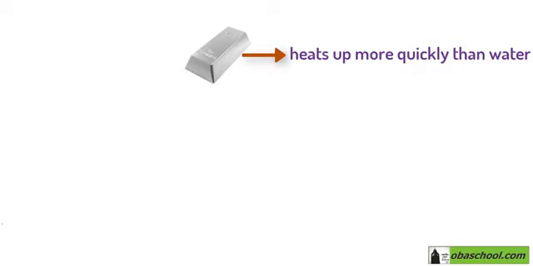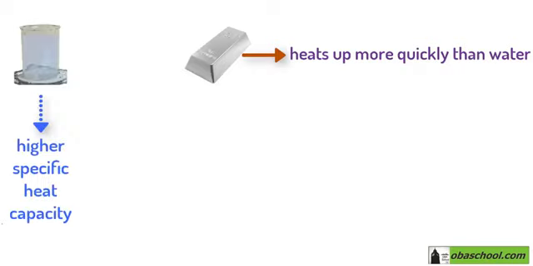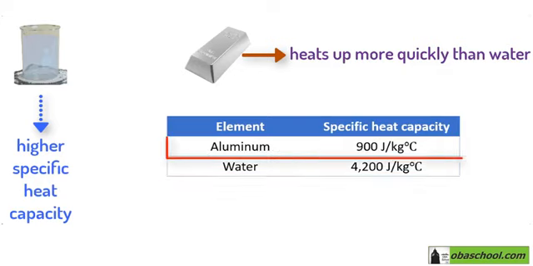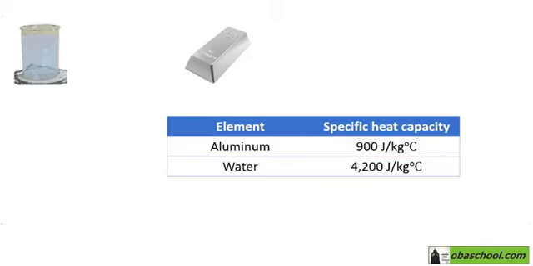This is because water has a higher specific heat capacity than aluminum. The specific heat capacity of water is 4,200 joules per kilogram per degree Celsius. However, the specific heat capacity of aluminum we have found to be 900 joules per kilogram per degree Celsius. So since water has a higher specific heat capacity than aluminum, it warms up slowly when the heater element is on and cools down slowly when it's off. That's why it heats up slower than aluminum.